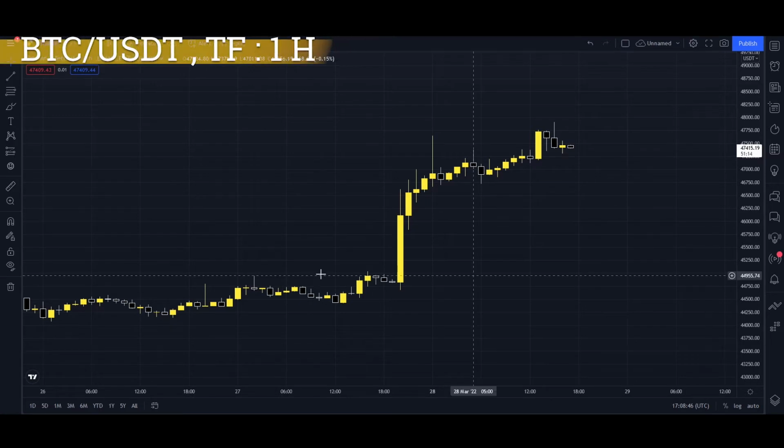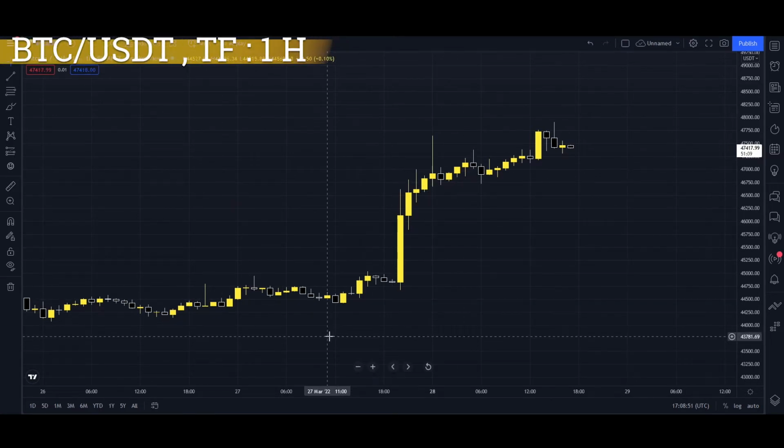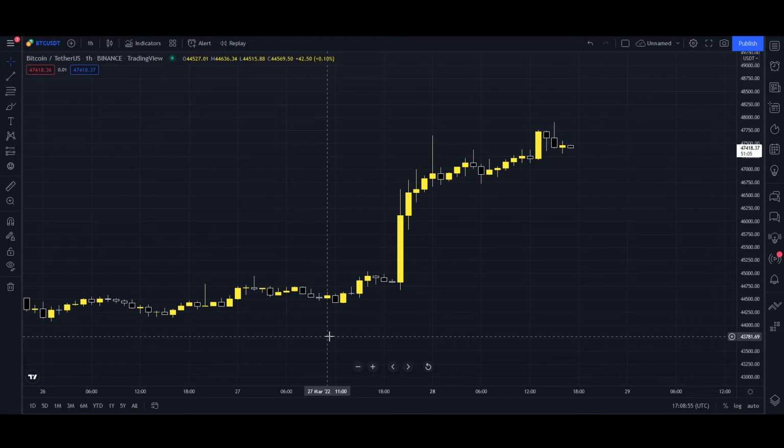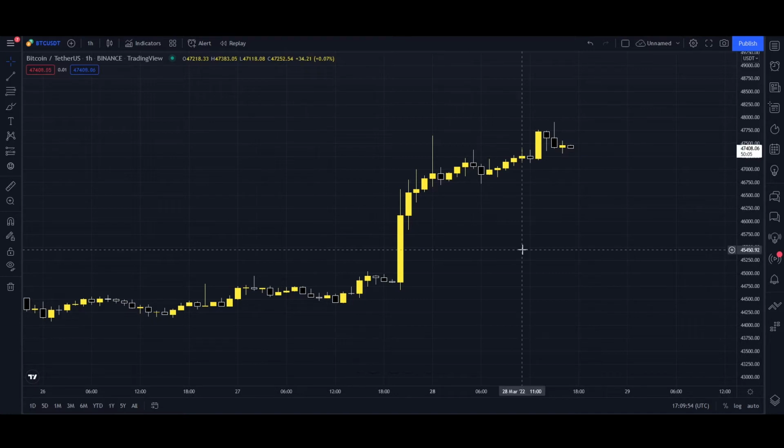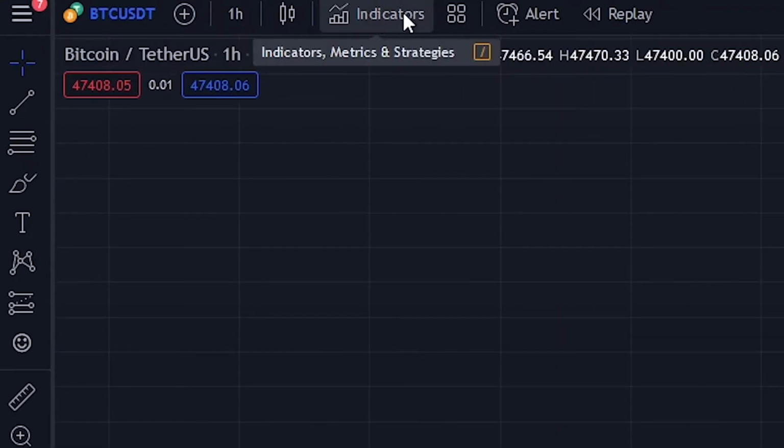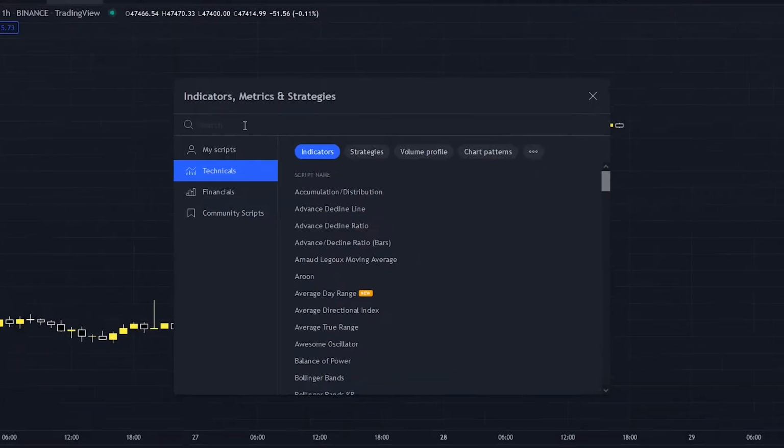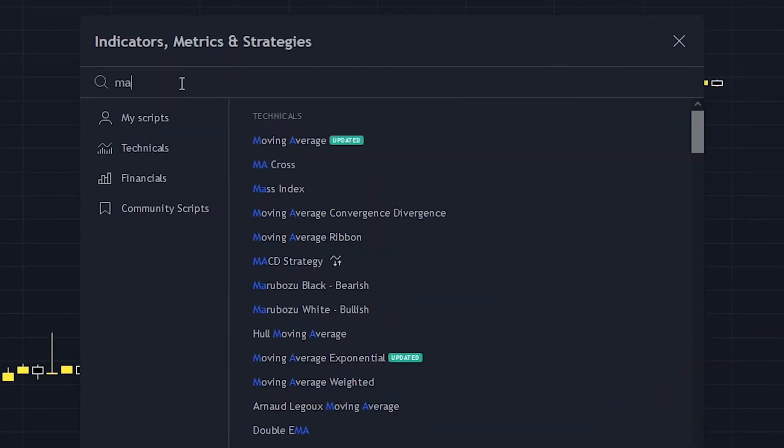As you can see, we have BTC USDT 1 hour time frame. Guys, pay attention. For this specific strategy, we would use only 1 hour time frame. For this strategy, we will need only one moving average. If you come right here, click on indicators, search for MA, which is moving average right here. Click on that.